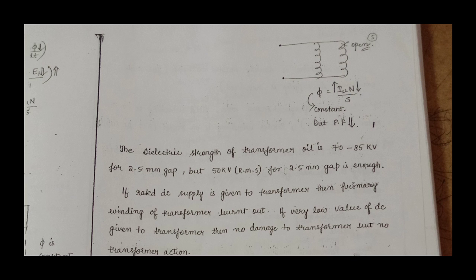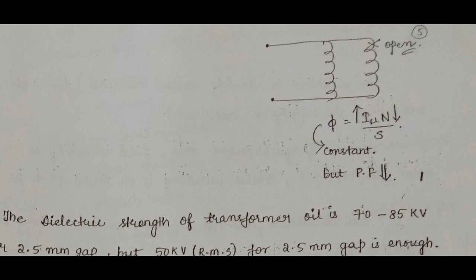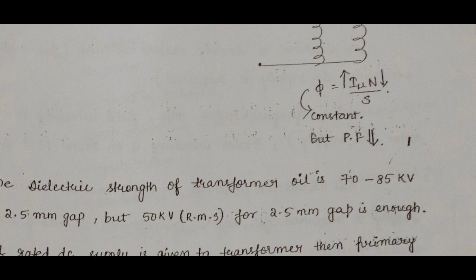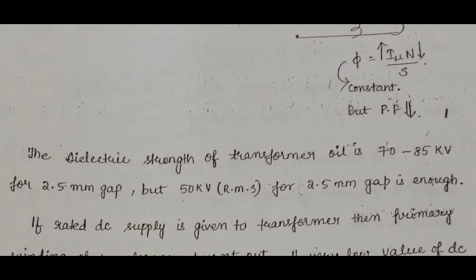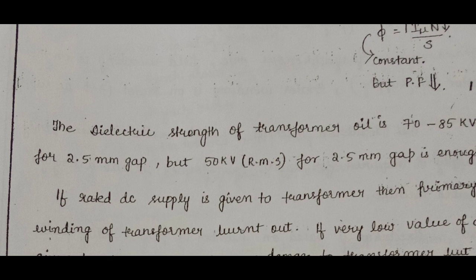If you open in this figure, so if the turn is open, the number of turns are decreasing, but current is increasing. Flux is constant, but power factor would decrease because current is increasing.